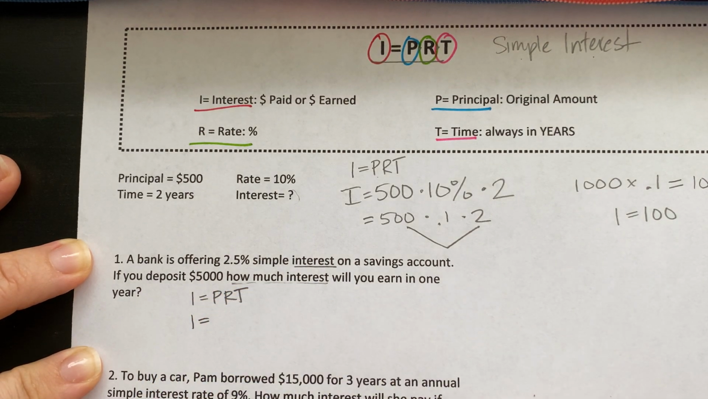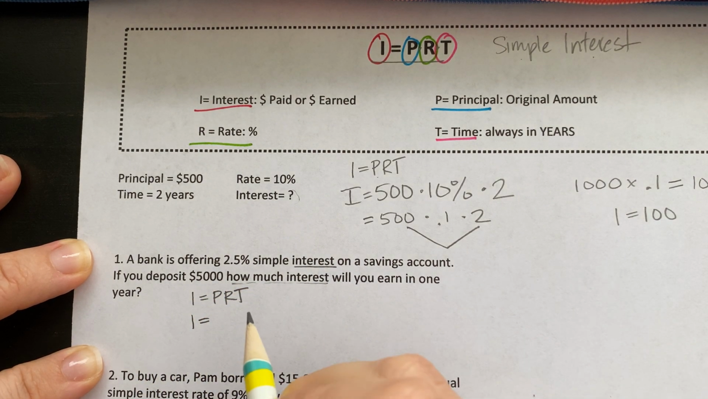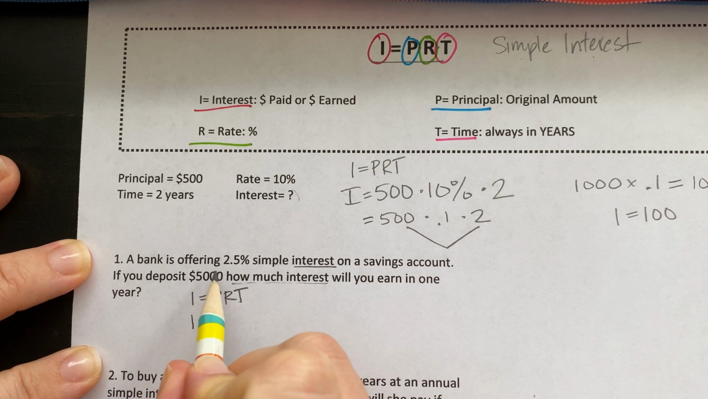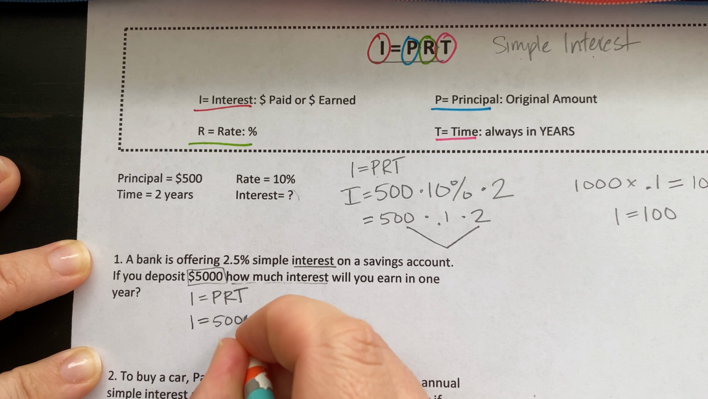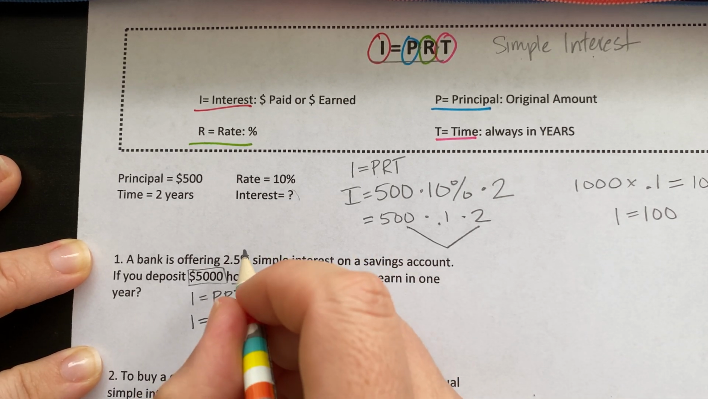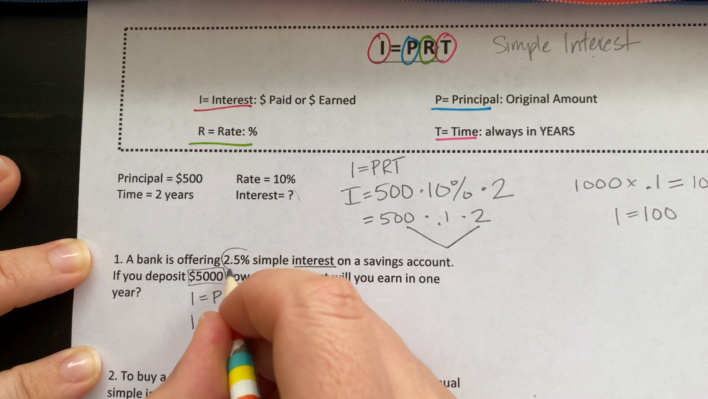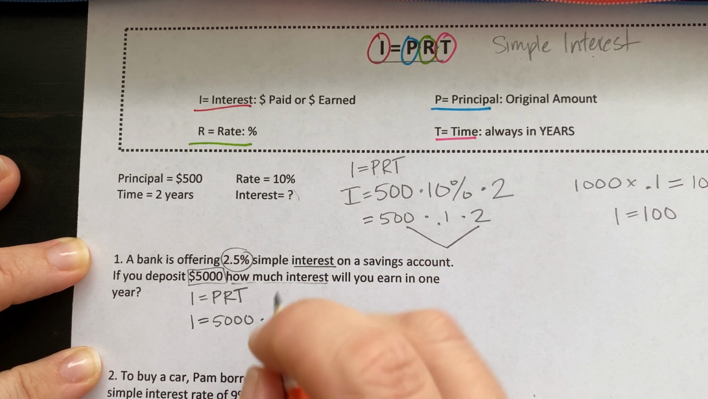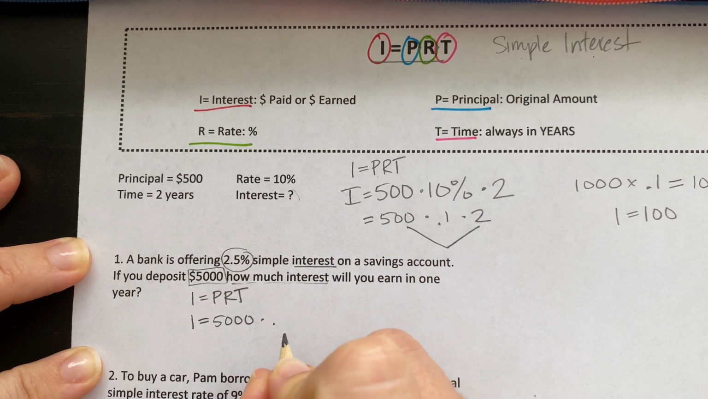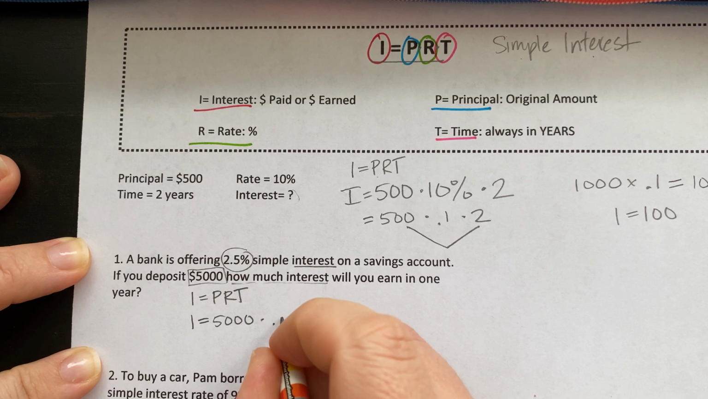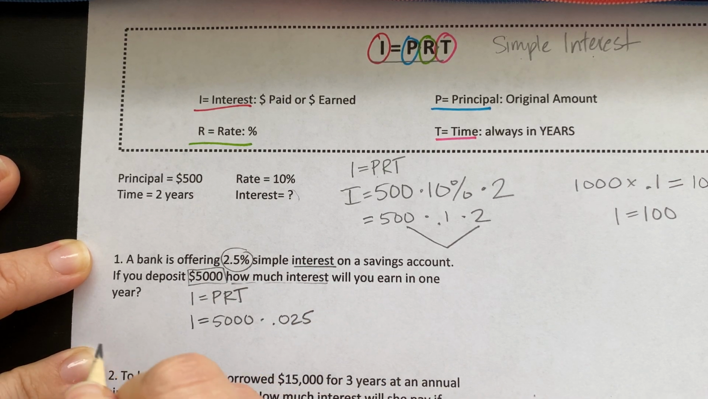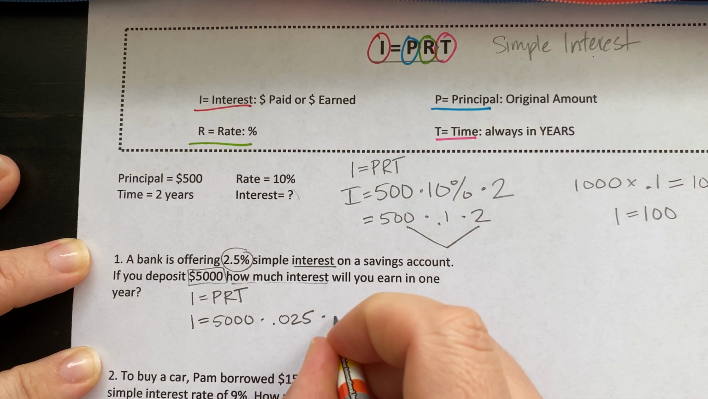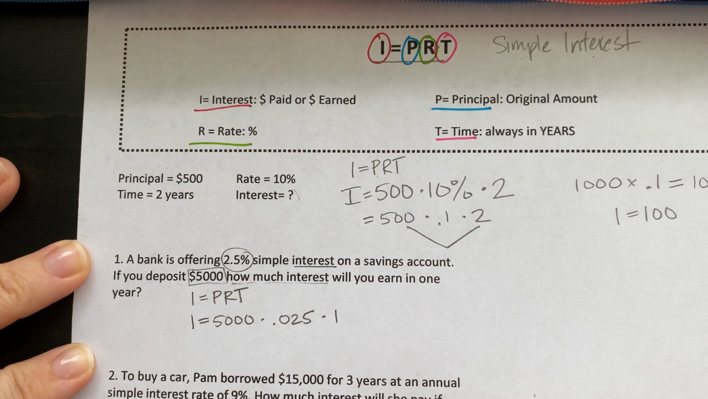So that's what I'm trying to figure out. The principal in this case would be this $5,000. I'm gonna plug that in. My R, that's the percent, is right here, 2.5%. And I'm just gonna real quick change that to a decimal, which would be 0.025. And then the time is 1 year, so this would just be times 1.